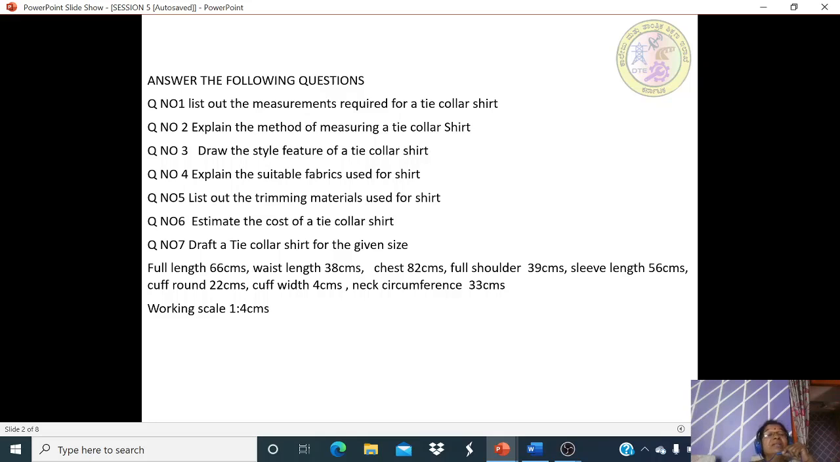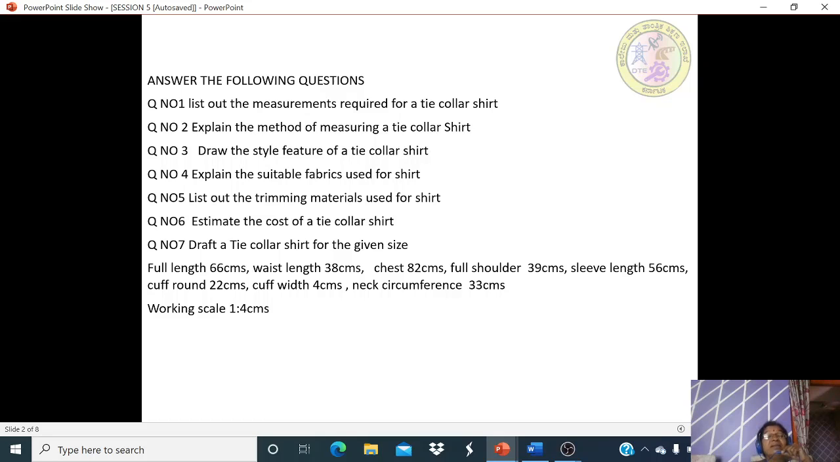The first one, full length measurement, natural waist length measurement, chest measurement, full shoulder measurement, sleeve length measurement, neck circumference measurement. So you have to write one by one all the measurements you need to make a tie collar shirt.